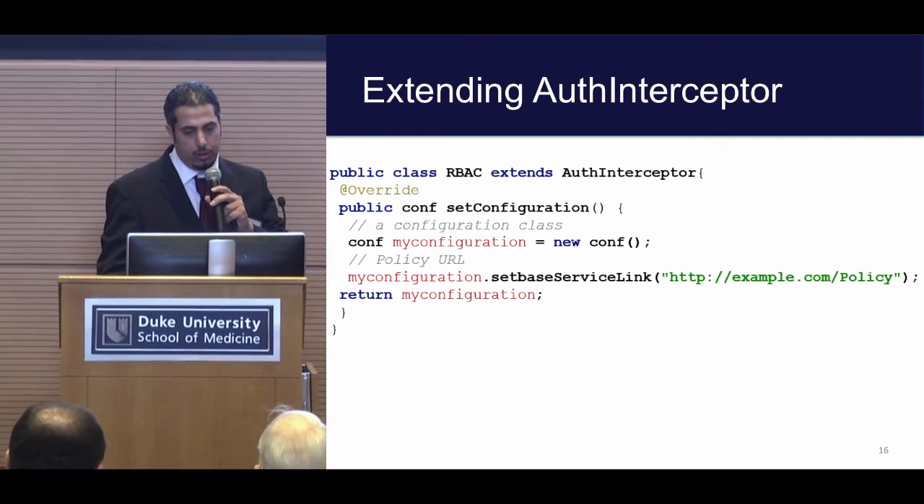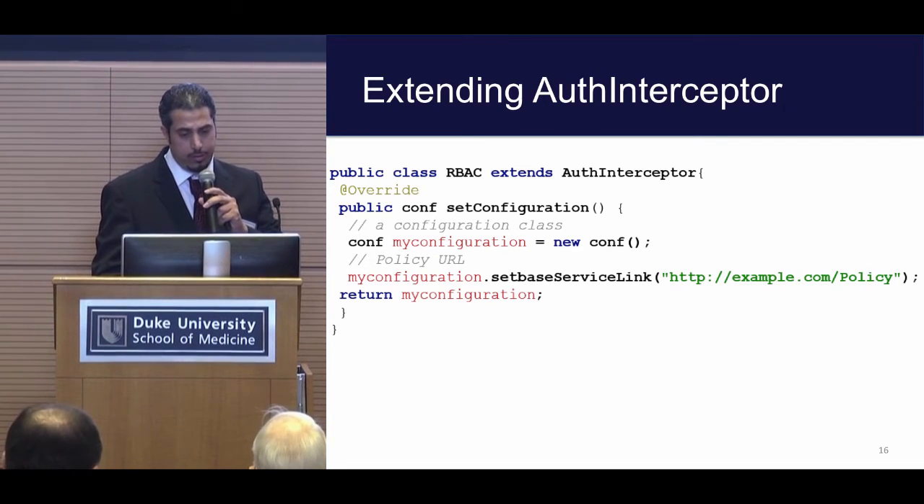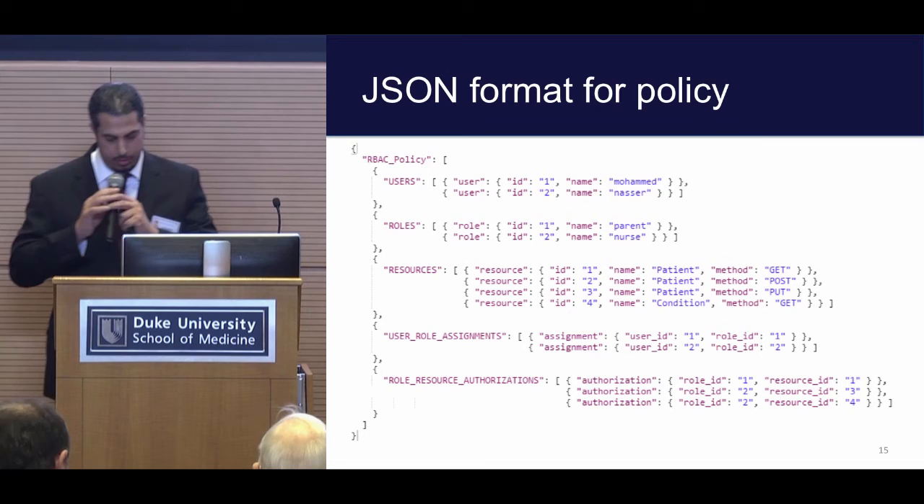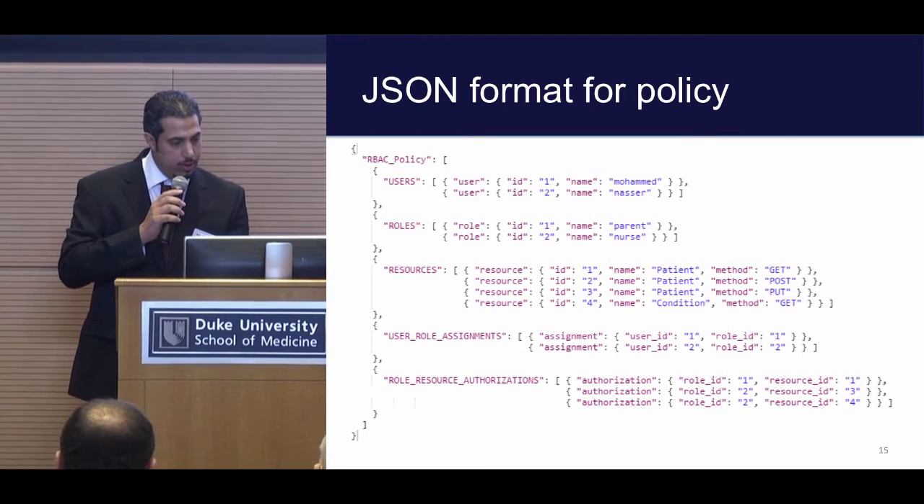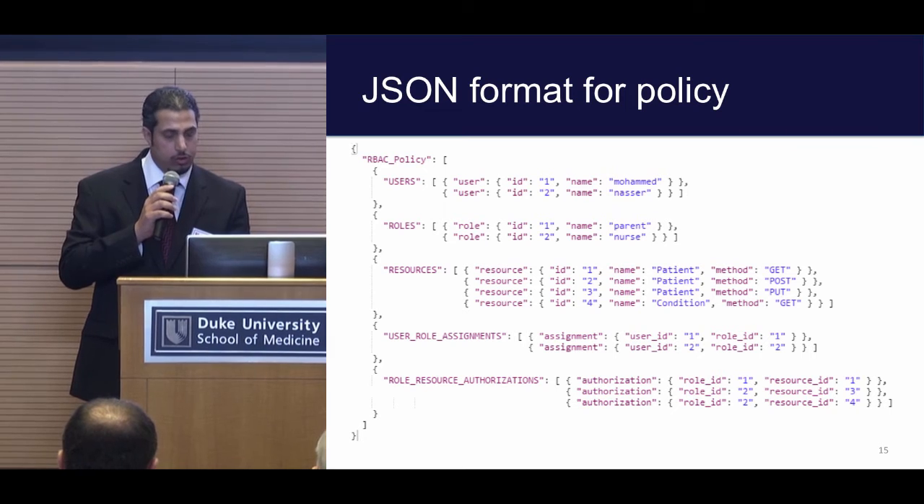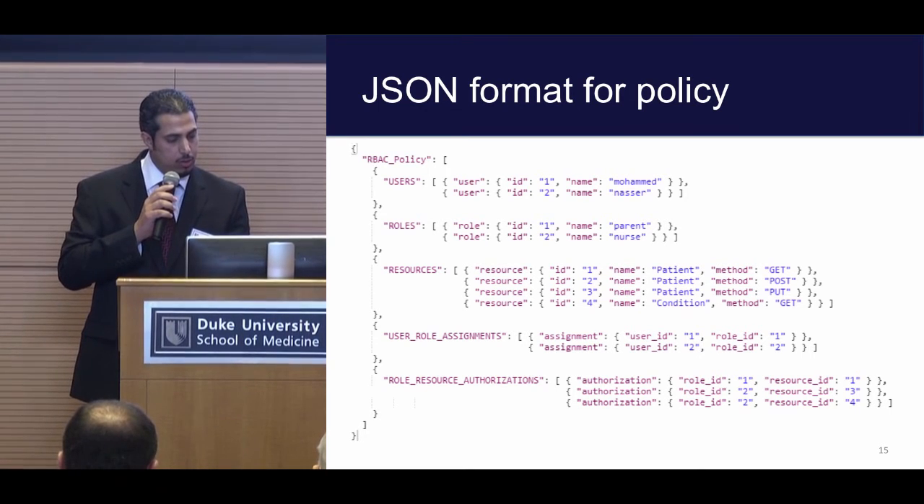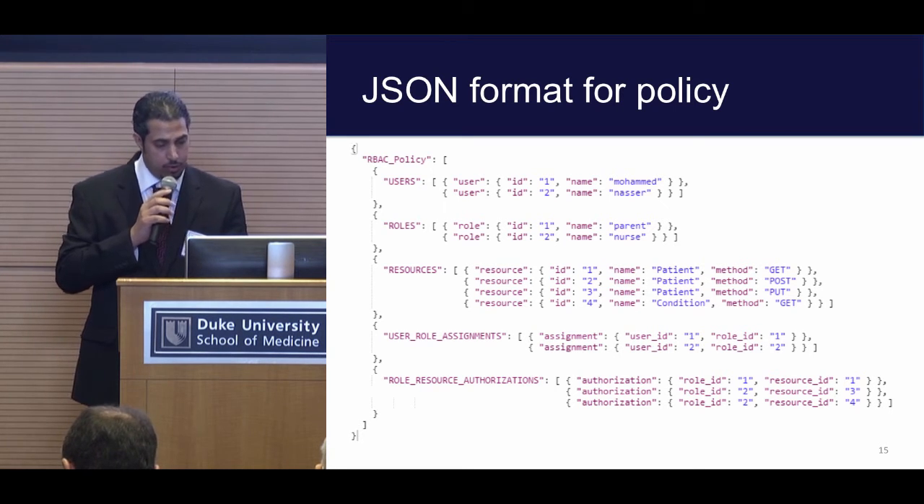So basically, this is what we need to do: extend the authorization interceptor and just provide a link to the policy. The format of policies will be like this. Define users, roles, resources, user role assignment, and role resource authorization. For each user, just need to have ID and name, role ID and name. For each resource, ID, name, and method. So, for example, for resource one, a method get or read can be performed on the resource patients.